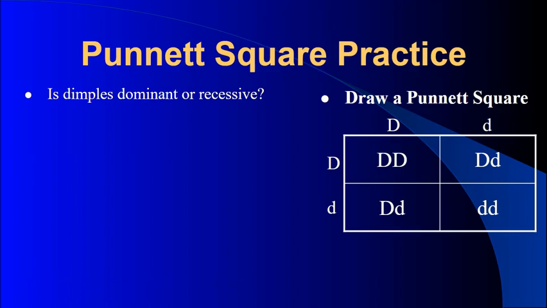And then the first question is, are dimples dominant or recessive? It never told us in the information we were given. But what it did tell us is that both parents are heterozygous and they had dimples. Heterozygous means that they're showing the dominant trait, and they have dimples. So that means dimples is dominant.